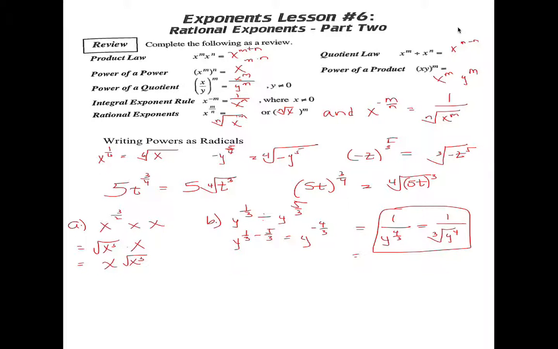But it could look like this in the long run. It could also be written like that if it was asking for a negative form of your particular answer. Okay? All right, maybe we could look at some other examples. So now what we're going to do is reverse it, and look at writing radicals as powers rather than writing powers as radicals.